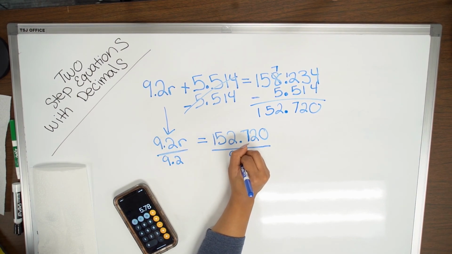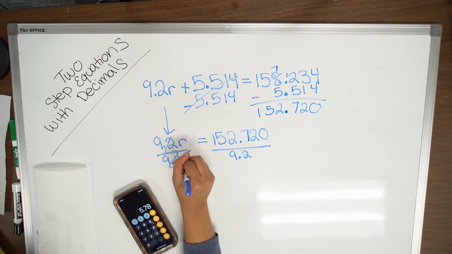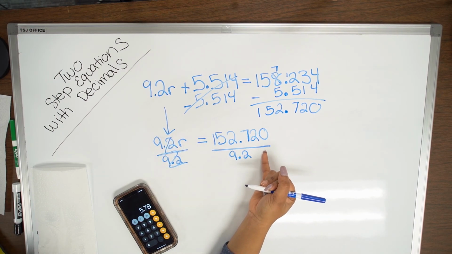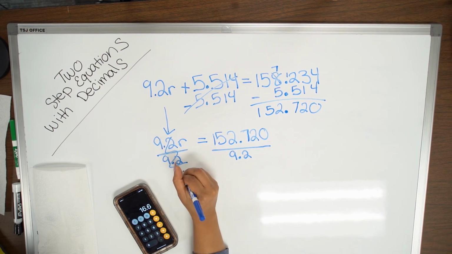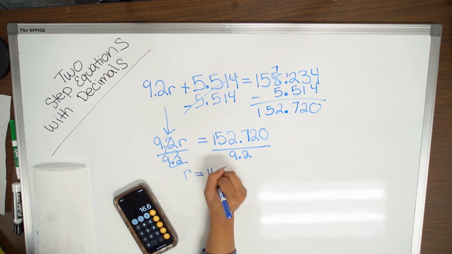9.2, 9.2. This cancels out. So now we have this. I have my cheat calculator at 152.720 divided by 9.2. So r equals 16.6.